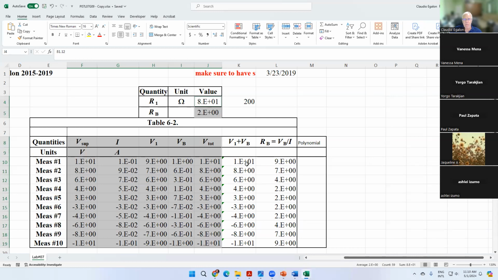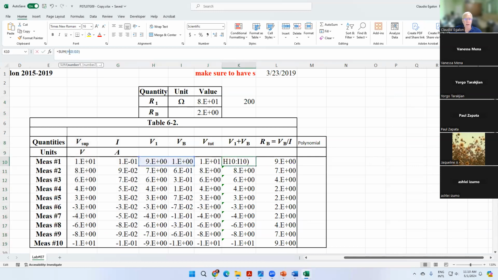Okay? V1 plus VB, right? I'm summing V1 and VB. We should get it very close to the V total. And then we use Ohm's law to calculate the resistance of the bulb. Okay, and you can see that the resistance of the bulb varies when we use this formula. This is exactly what happens in real life. Okay, 9, 7, 4, 2, see that? 4, 7, 9.